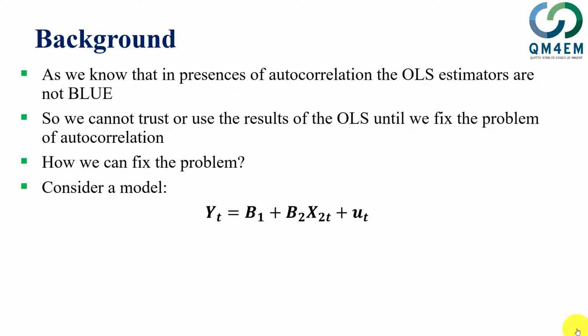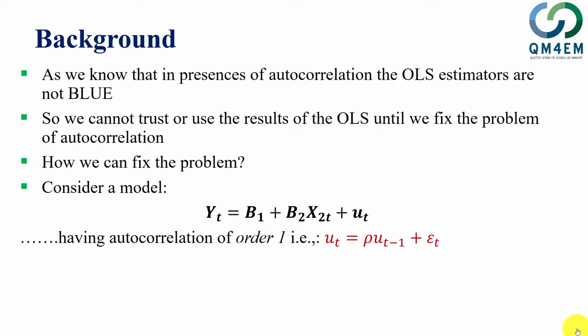Both are time series variables, and we suspect that the error term of this model is autoregressive of order 1, or it follows the AR1 procedure as shown here. ut is regressed on rho, the correlation coefficient, times ut minus 1, the lag value of the error term, and then epsilon t refers to a residual term that's free of autocorrelation, or has no more autocorrelation.